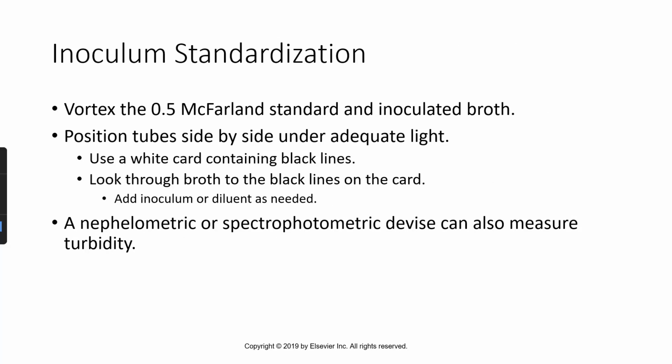You want to vortex the McFarland standard and inoculated broth. Position the tubes side by side under adequate light. Use a white card containing black lines. Look through the broth to the black lines of the card. Add inoculum or diluent as needed. And then there's a nephelometric or spectrophotometric device that can also measure turbidity.